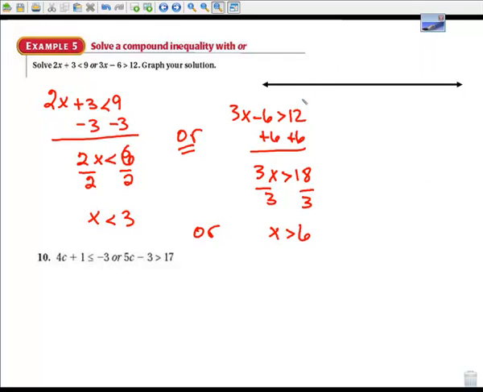So I need to go 3 to 6. I'll do a couple on there, one on each side. This will be an open circle on 3, shaded to the left, and an open circle on 6, shaded to the right. So again, they don't meet in the middle. This is true or that is true.